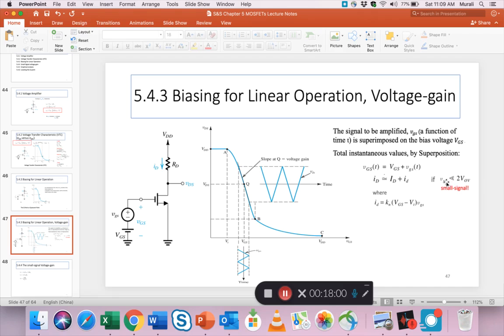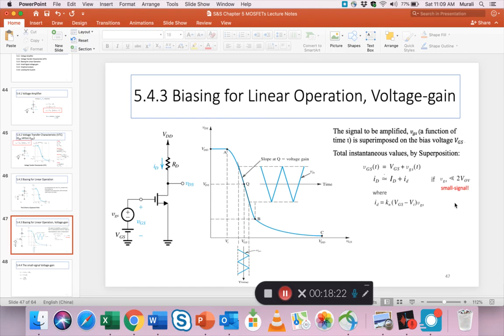And if you meet the small signal condition, and what is the small signal condition? The signal has to be less than twice the overdrive voltage. So this is an important condition. This is probably the first time you're seeing it, but remember this, because this applies everywhere. You'll have to keep checking to make sure that we are indeed small signal.